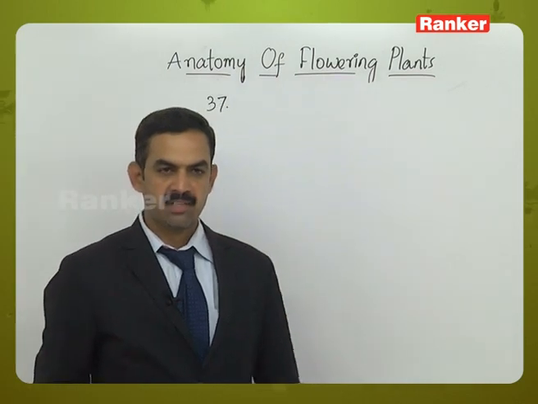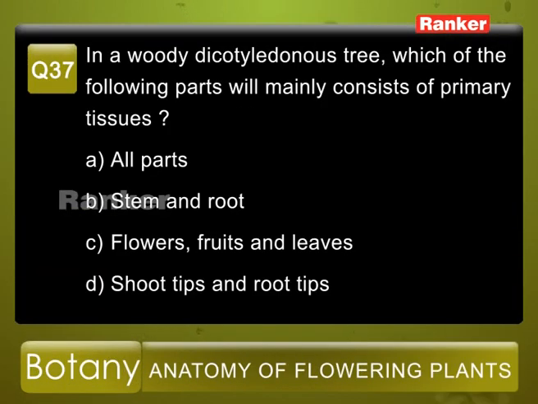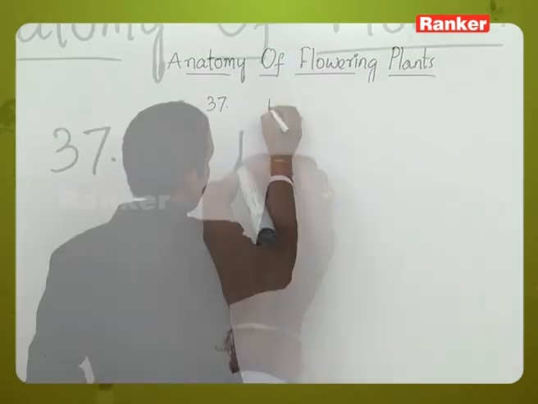Question number 37. In a woody dicotyledonous tree, which of the following parts will mainly consist of primary tissues? The given options are A. all parts, B. stem and root, C. flowers, fruits and leaves, and D. shoot tips and root tips. So here, primary tissue.